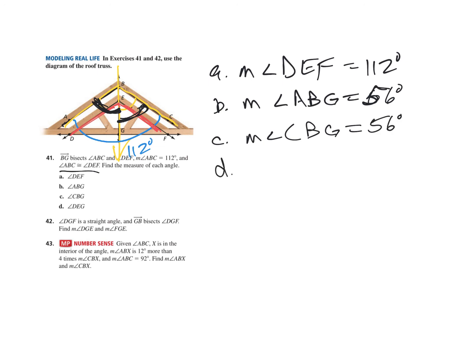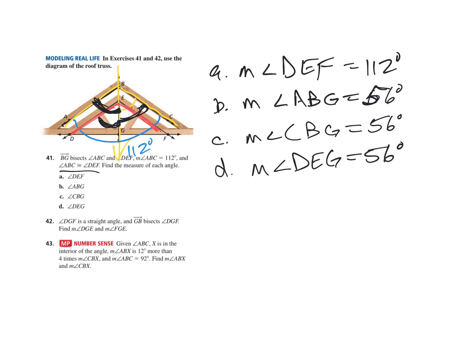And D is the measure of angle DEG. DEG is this angle right here. And again, if these two triangles, the yellow angle and the red angle, are congruent, then the bisecting angles are the same. So that's the same thing as what you just got done doing. 56 degrees.